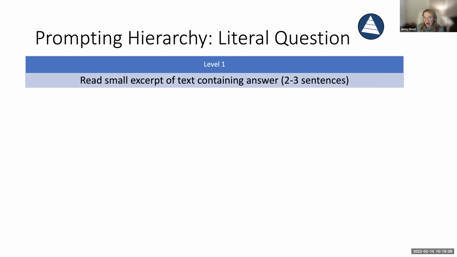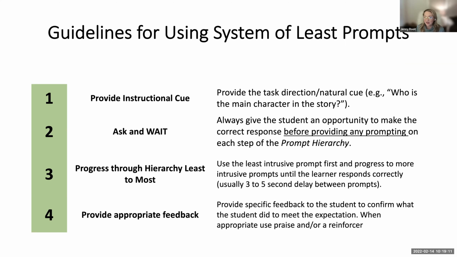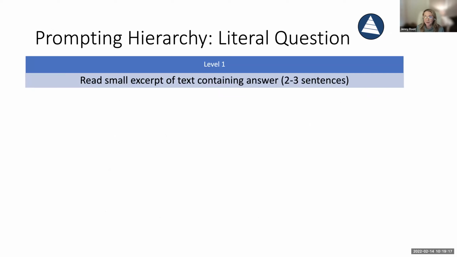So let's talk about that prompting hierarchy. Going back, let's say the student did not respond correctly, or they did not respond, and now we need to progress through the hierarchy. There are different types of questions, so there are going to be different suggested hierarchies to think through. So let's first talk about literal questions.